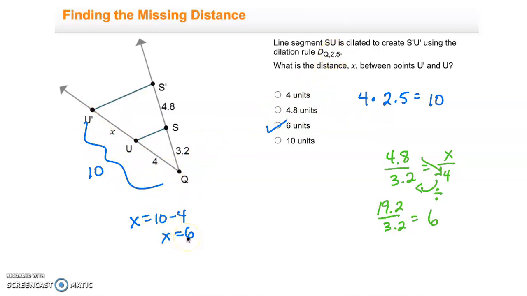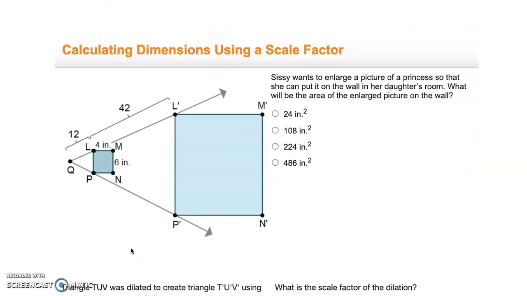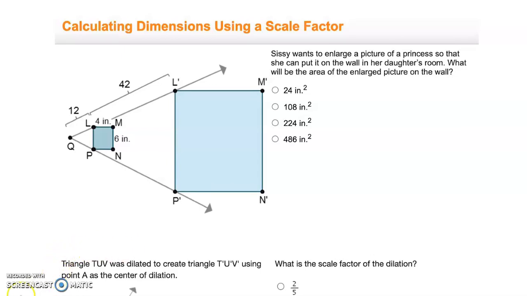X equals 6. The other way you can do it is because sides like this are proportional. So if we put 4.8 over 3.2, that is equal to x over 4. And if you cross multiply and divide, you're going to get 6. So you'll get the same answer either way. There are just 2 different ways to do it. All right, pause the video and see if you can find this one.